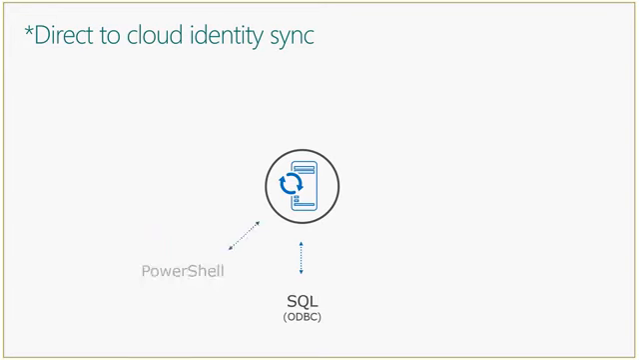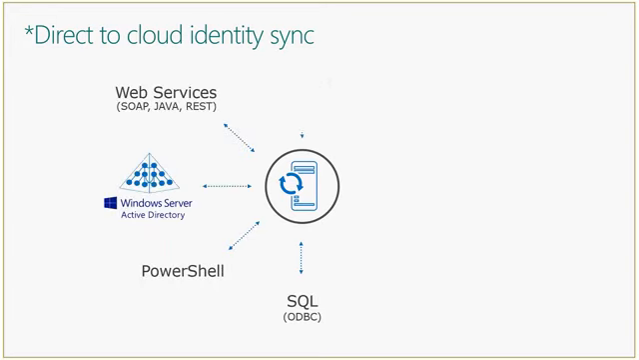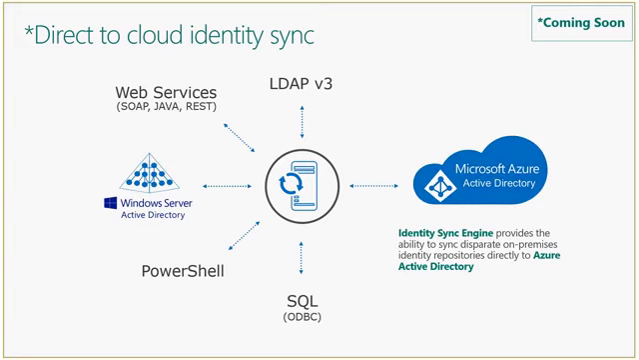Okay, something new that we're going to be providing and talking about more in the very near future is the ability to do synchronization of identity straight out to Azure Active Directory. This is a new identity sync engine. The name is not on the slide because we haven't disclosed it yet, but this will provide the ability to synchronize from not only multi-forest Windows Server Active Directory environments, but also generic SQL locations through ODBC, anything that PowerShell can talk to, RESTful services and web services, and LDAP v3 compliant databases as well.